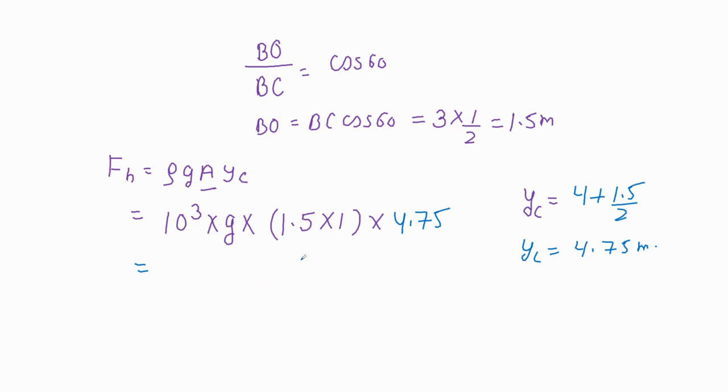Okay, so it comes out to be 7.12 into 10 cube g. We are not putting the value of g, but what is the value of g? g is equal to 9.81, so we can put g also if you want. If you do not want, you can keep it in the form of g. So it comes out to be 7.125 into 10 cube. Now what is FV? So this is FH.